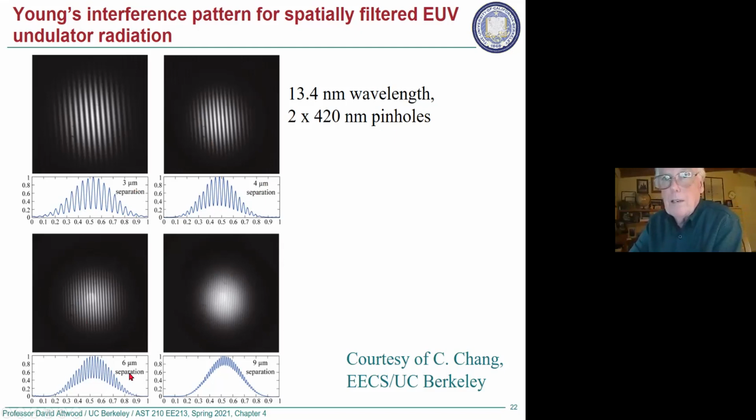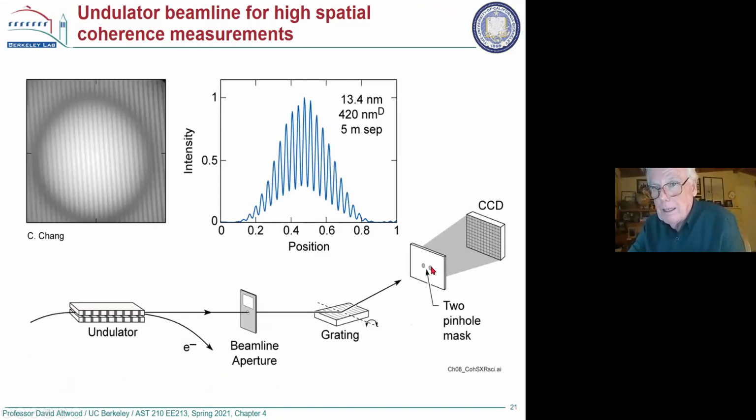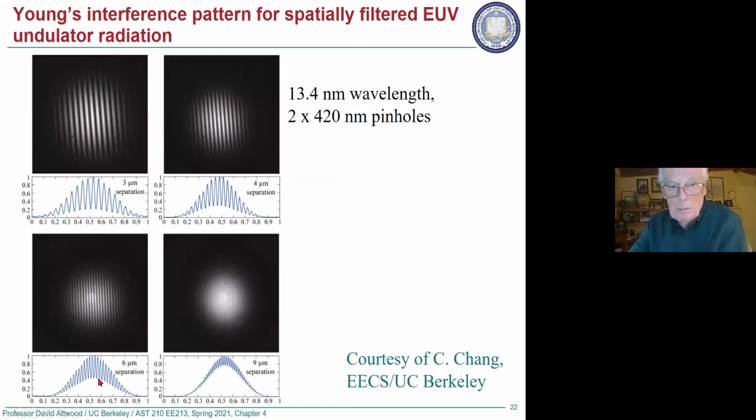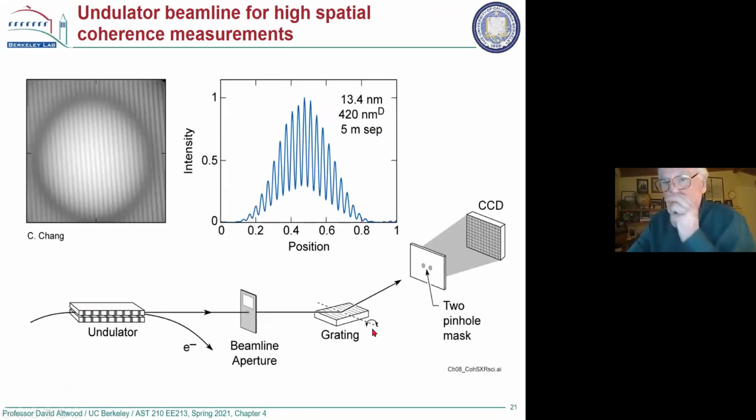If you go to 6 microns separation, what does that mean? That means you're moving these pinholes apart now to 6 microns. Now the modulation is pretty good, but maybe this is a break point, because if we go any further, like 9 micron separation, the interference is becoming quite faint. So we might say here that the lateral coherence length is something like 6 microns. In other words, if we sample our radiation in this plane by just 6 microns, that's about the lateral coherence length.